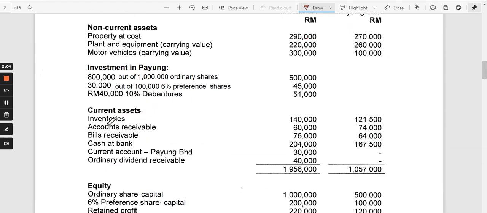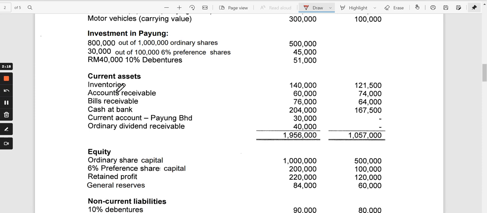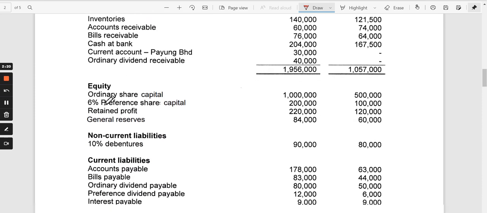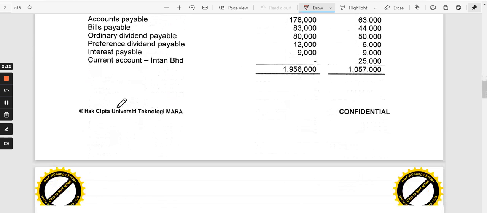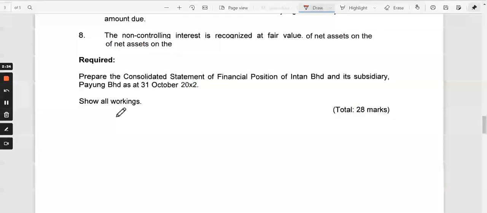So you have the information on the acquisition of ordinary, preference shares, and also 10% debentures. Remember to calculate the goodwill for each of the acquisitions separately, or if there is any bargain purchase. You have the current asset and all the details here. Let's look at the requirement before we go further.